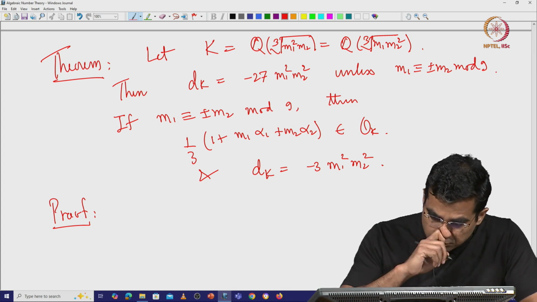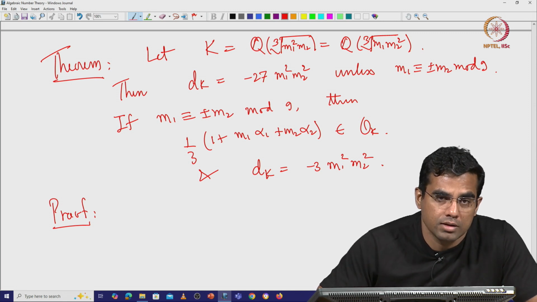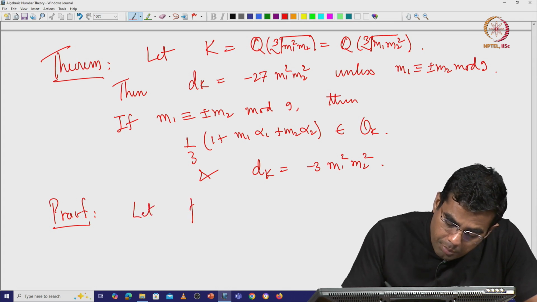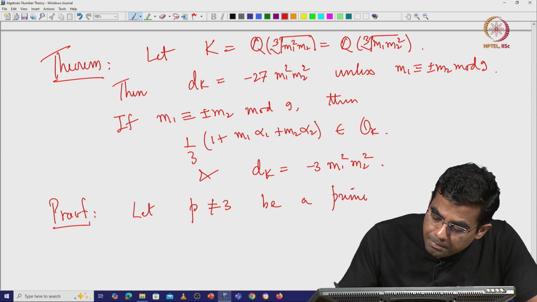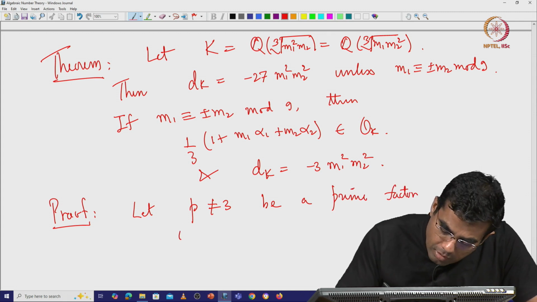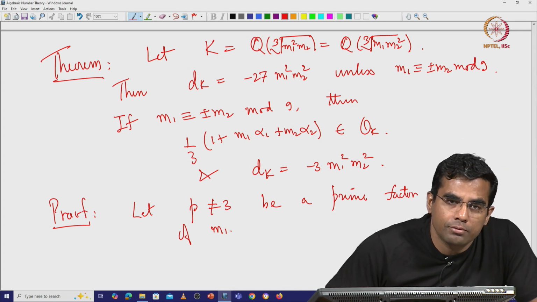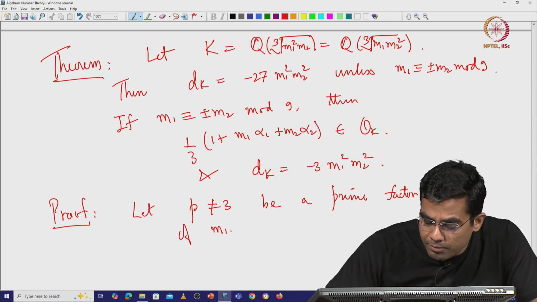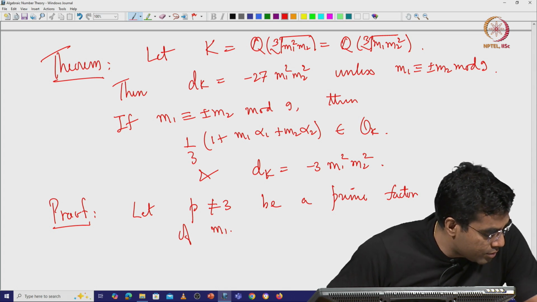And of course, because we are taking cube roots, 3 will have a special place in this, and that is what we will see. So, let p not equal to 3 be a prime factor of m1. M1 will have a prime factor. m1 could be 1, but both m1 and m2 can't be 1, because cube root of 1 is 1, and so you won't get a cubic field.